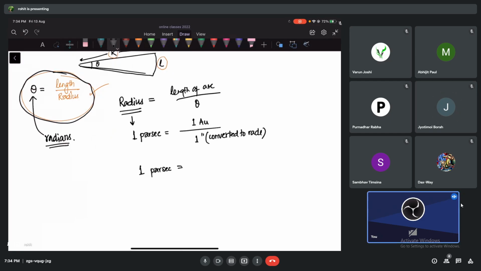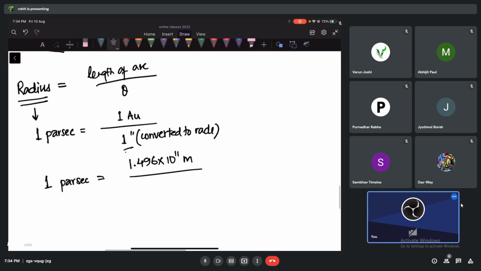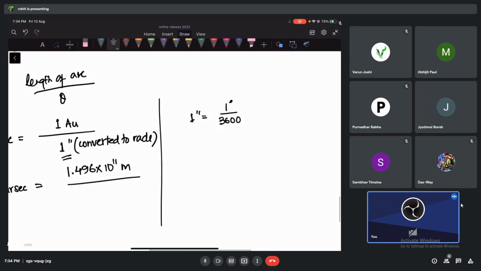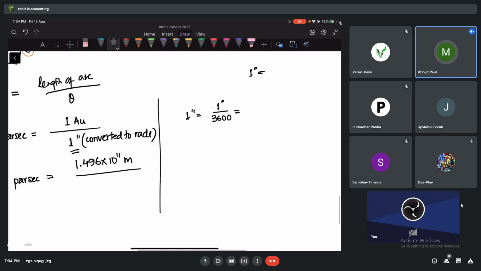1 AU can be written as 1.496 into 10 to the power 11 meters. That is quite all right, but this cannot be written like that, so we have to convert it. So let's try to convert it. 1 arc second is equal to how much, guys? We know it is 1 degree divided by 3600. Now I want to convert this into radians. So what should I do, guys? 1 degree is equal to how many radians? Pi by 180. Pi by 180, right?